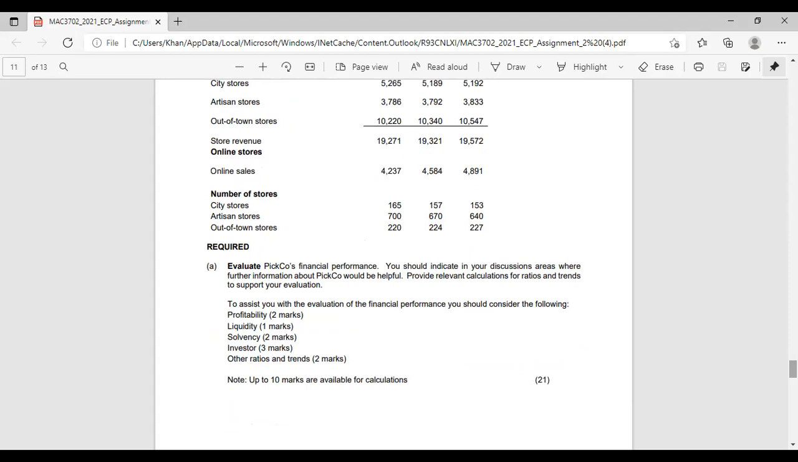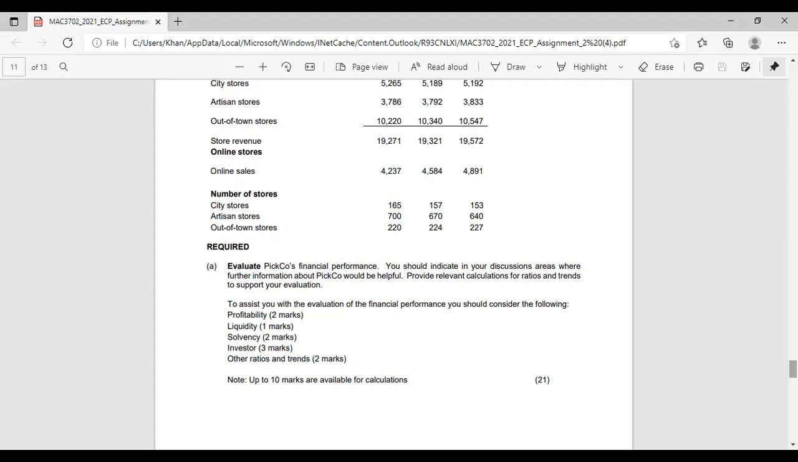Now they say, evaluate Pico's financial performance. Evaluate means much more than calculate. When you evaluate, you have to calculate, but evaluate is much bigger than just calculation. If they said calculate, all we had to do was do a calculation. But when they say evaluate, it is almost like you need to explain to someone the performance of the business, and part of your explanation must include calculations. So that is what evaluate means.